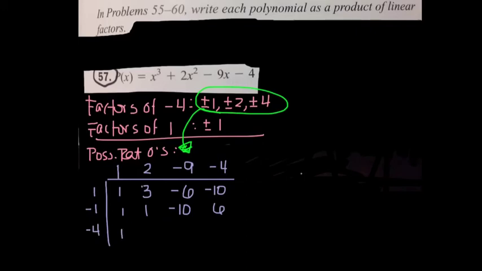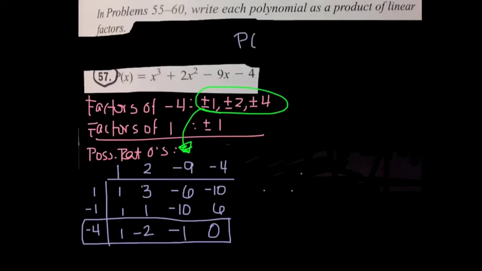Bring down the 1. Negative 4 times 1 is negative 4, plus 2 is negative 2. Negative 4 times negative 2 is positive 8, plus negative 9 is negative 1. Negative 4 times negative 1 is positive 4, plus negative 4 is 0. Negative 4 ends up being my rational 0. So since negative 4 is a 0, x minus a negative 4, or x plus 4, is a factor.